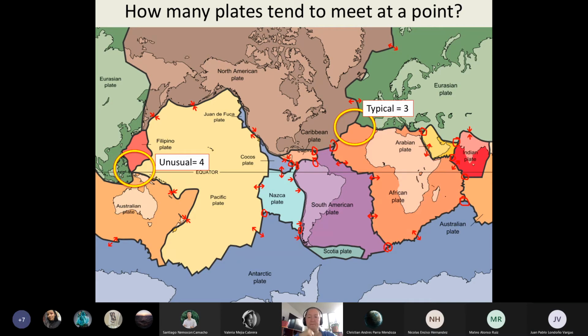What do you think? Juan Pablo? Maybe because they are unstable. Okay, why are they unstable? What does that mean? I don't know. But I guess that maybe that configuration of plates is unstable and tends to become a typical tree configuration. Okay. So that's the basic idea.